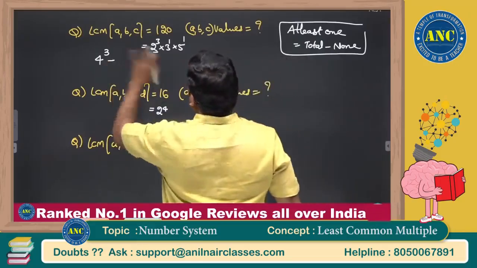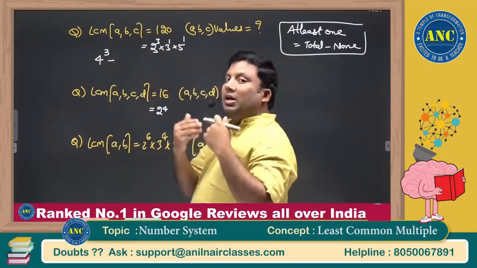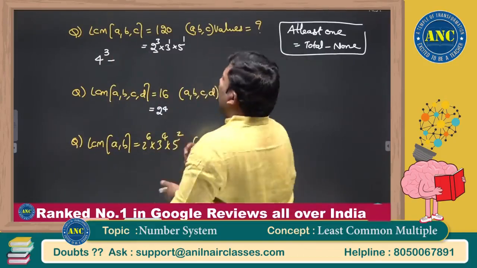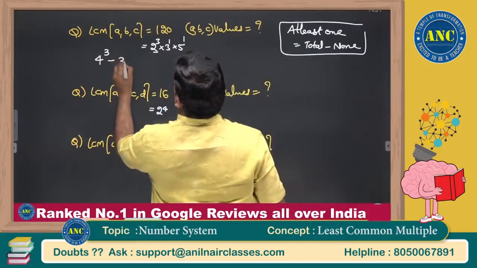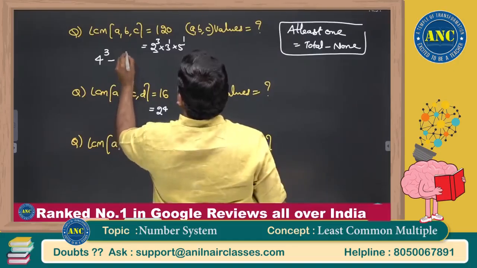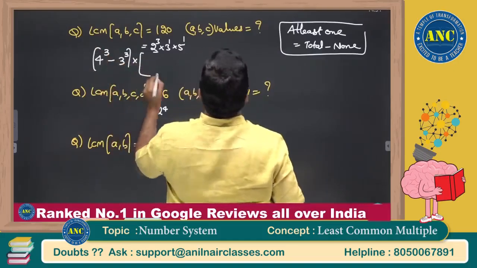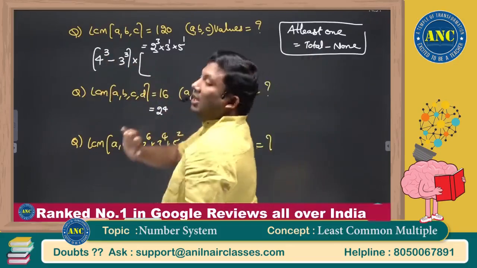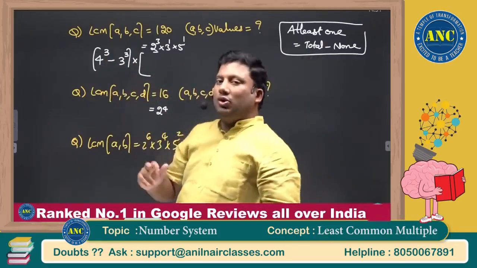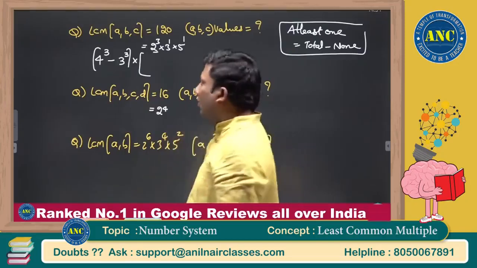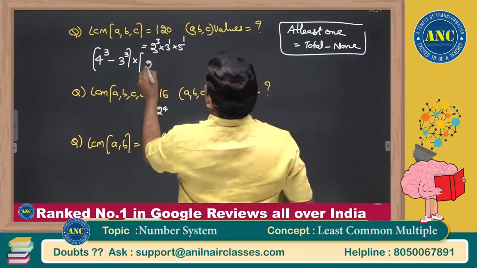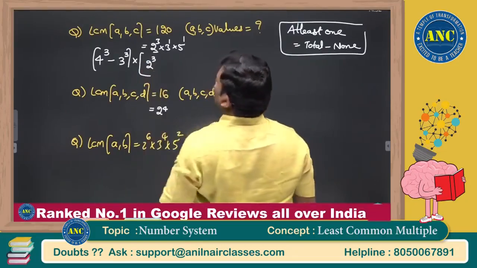Minus none: don't give 2 power 3. Remaining give all the cases, 0 to 2. How many cases? 3 cases. A can take, B can take, C can take. 4 cube minus 3 cube. Similarly, total minus none. Give the powers of 3 onto A: 3 power 0, 3 power 1. How many cases? 2 cases. A can take, B can take, C can take.